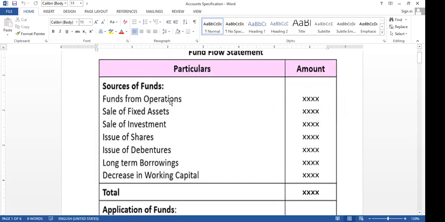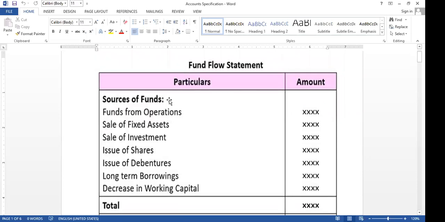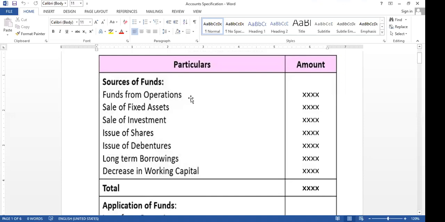This is the fund flow statement. Firstly, write the name, then fund flow statement, and then give a date. Sources of funds: funds from operations, sales of fixed assets, sales of investments, issues of shares, issues of debentures, long-term borrowings, decrease in working capital, and get a total.